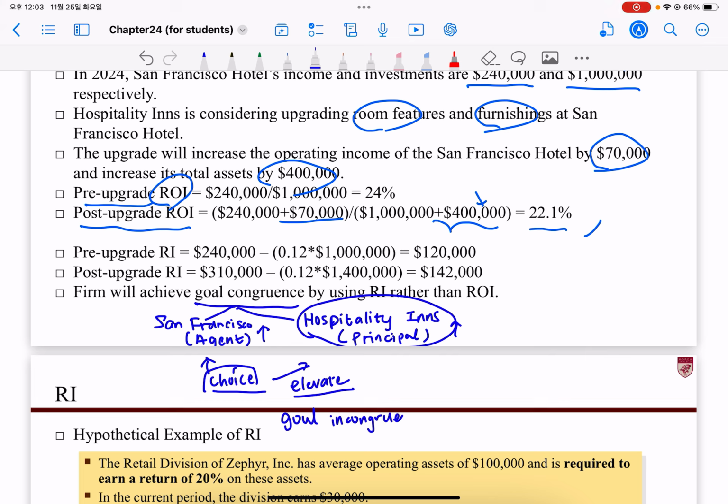We will also mention goal incongruence or congruence in chapter 23, where we talk about transfer pricing. So I'm giving you a preview of what goal congruence means here.